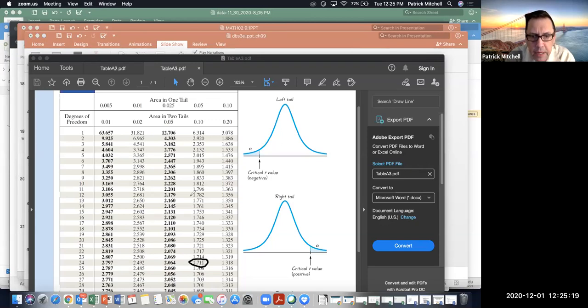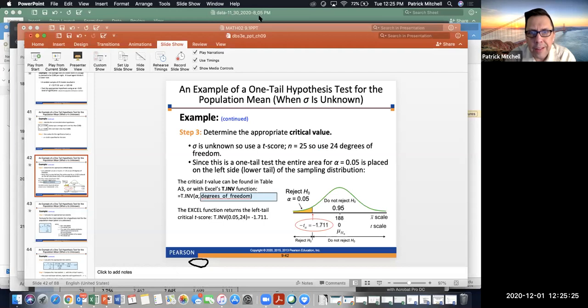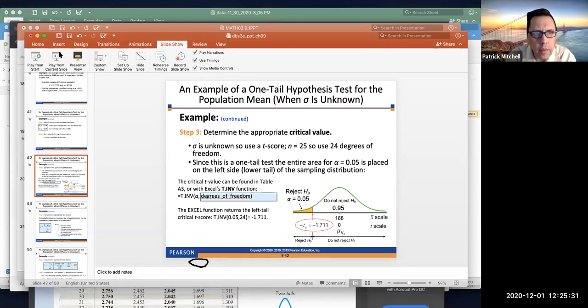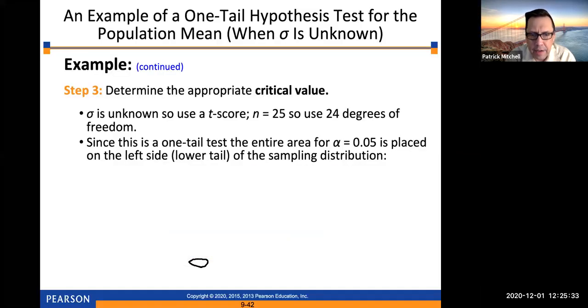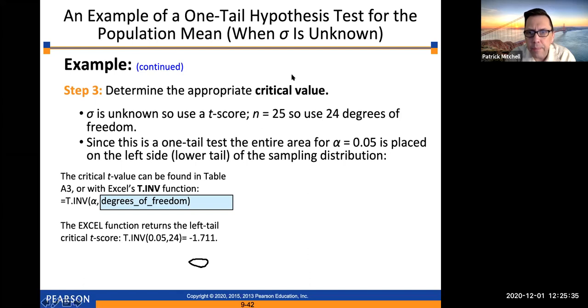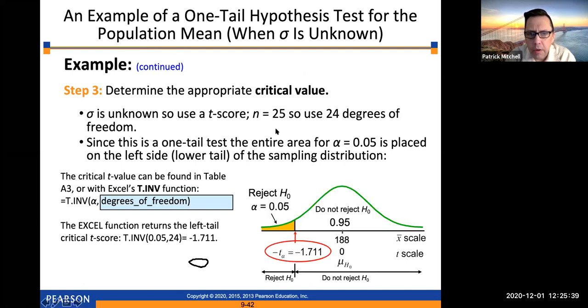Okay, now we have to be careful because this is a lower tail test. We have to put a negative sign in front of that value from the table. Okay. All right, so here's the picture. Let me get rid of my circle there. All right, so I think that's the easiest way to find critical t-values.